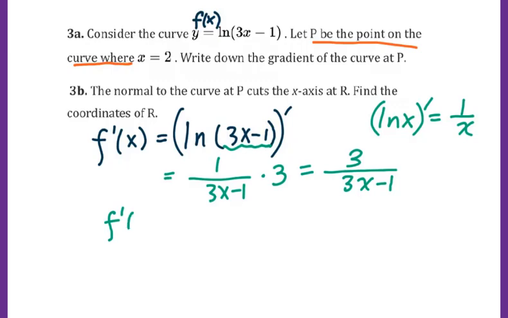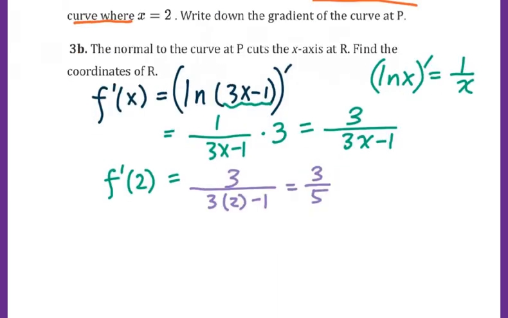Then we plug in 2 into this derivative function. You will get 3 over 3 times 2 minus 1. That's 3 over 5. In other words, the gradient of the curve at P will be 3 over 5.